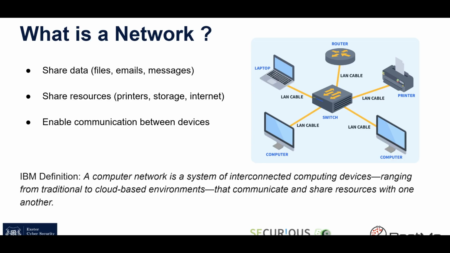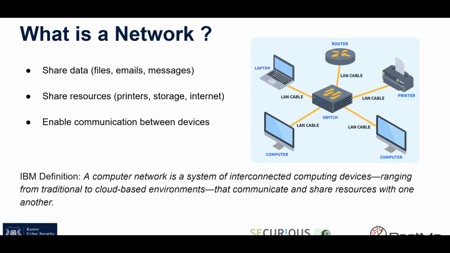So what qualifies as a network is that within a network you can share data. You can share files, email, messages. You can share resources as well. A printer is considered a resource. Storage, like a server where we have storage, is also considered a resource. And then the internet as well. It also enables communication, because this is probably the major part of a network. It enables us to communicate device to device.